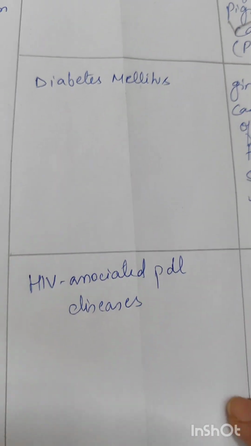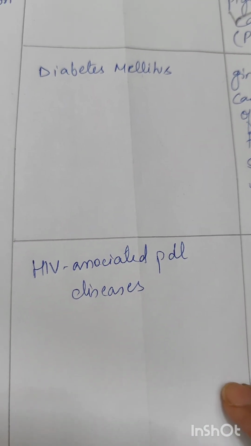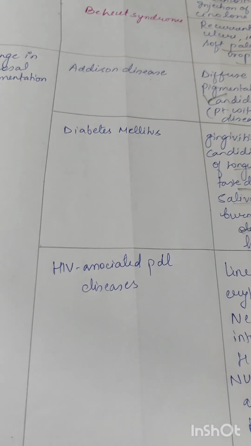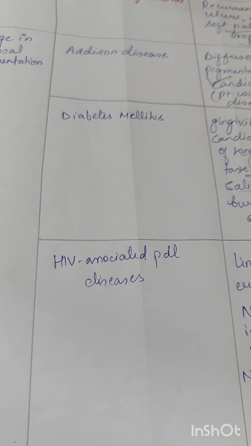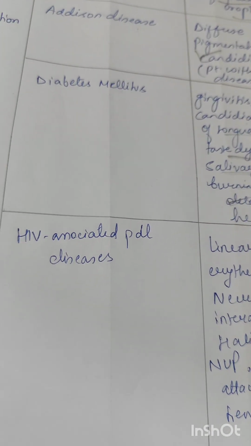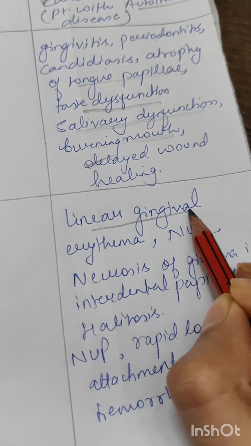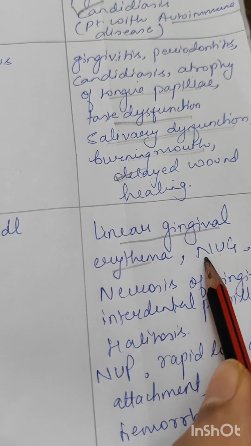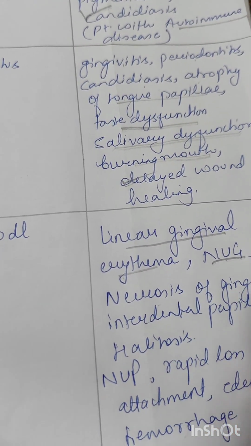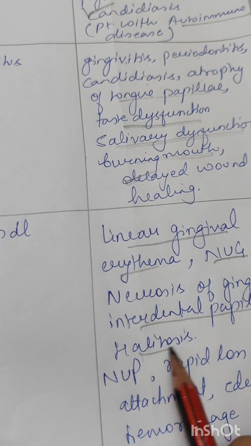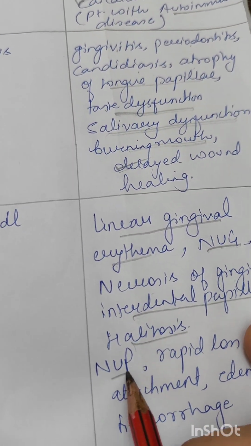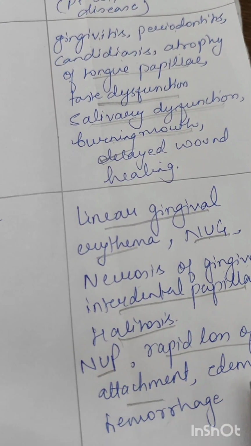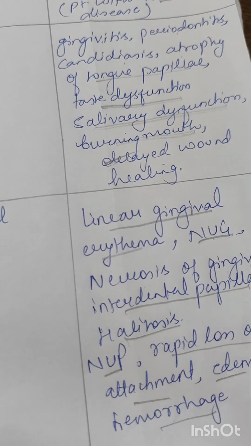Okay. Next is the human immunodeficiency virus, that is HIV, which is associated with periodontal disease. There you might see linear gingival erythema, necrotizing ulcerative gingivitis, necrosis of the gingiva and the interdental papilla, halitosis, necrotizing ulcerative periodontitis, rapid loss of attachment, edema, pain and hemorrhage.